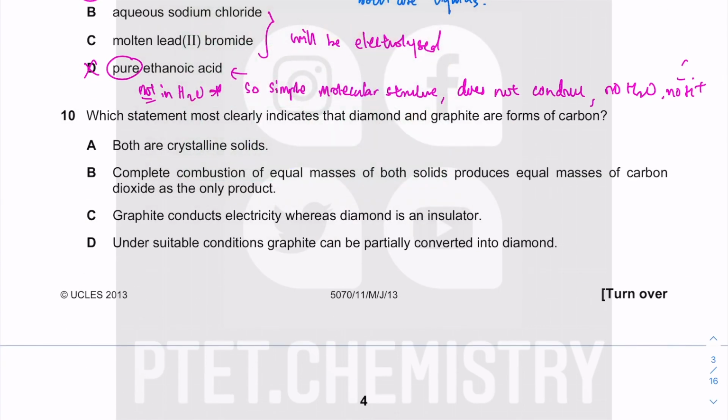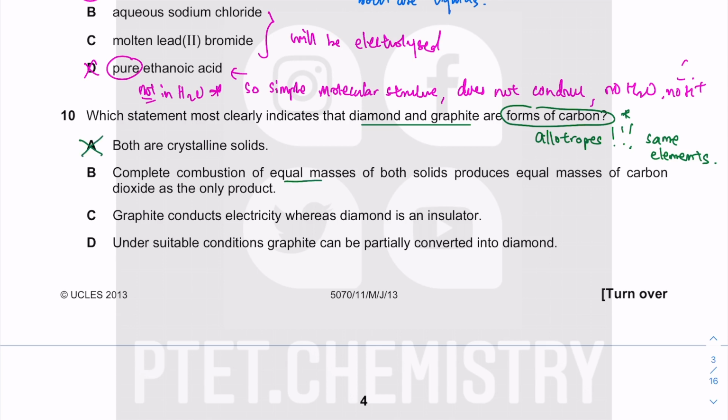Question 10, which statement most clearly indicates that diamond and graphite are forms of carbon? So this is basically about different forms of the same element. This is called allotropes. So they are of the same element, just different forms of the same element. So both are crystalline solids. That is not necessarily true for graphite. So that is not true. Graphite is not crystalline at all.